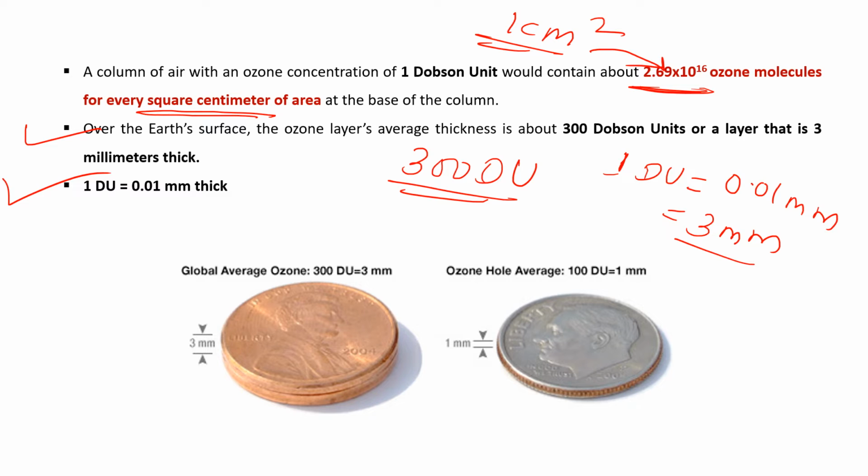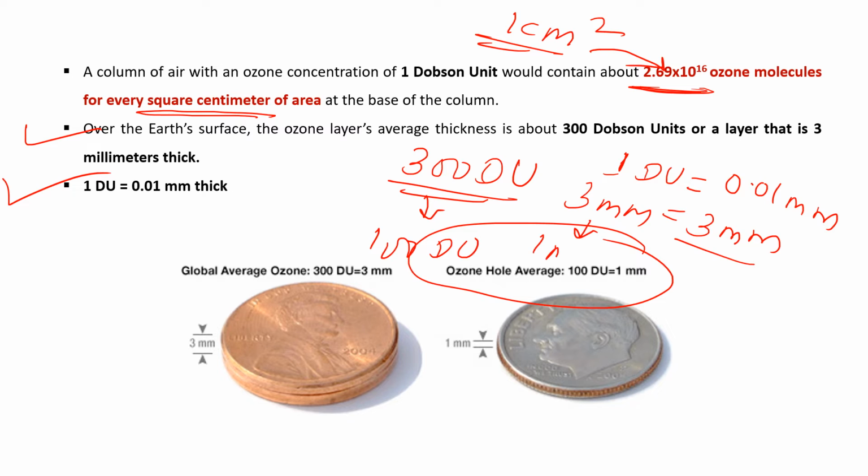So the thickness is 3 mm, and the thickness of the ozone hole, when the ozone gets depleted, at that time the thickness is reduced from 300 Dobson to 100 Dobson, or we can say 3 mm decreases and becomes 1 mm thickness in case of the ozone hole. When the thickness is reduced, this condition is known as ozone hole. Ozone hole does not mean that there is a hole in the ozone layer; the thickness of the ozone layer there becomes less. That is known as ozone hole.